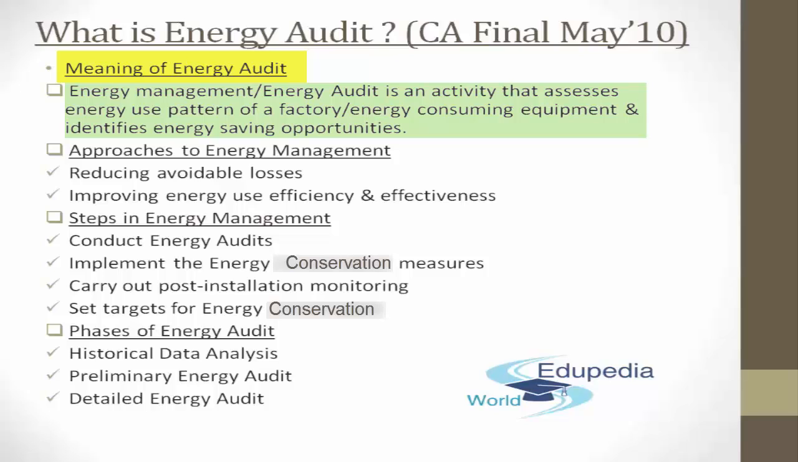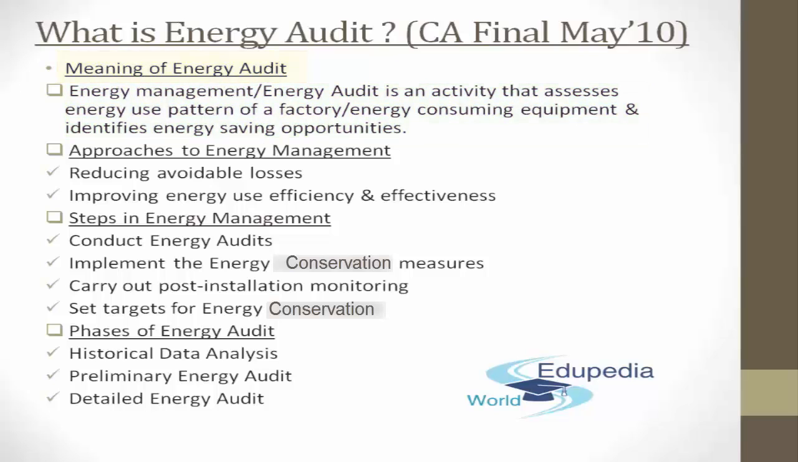How about if there is a particular person who tells you, sir, the way that you are using your energy is absolutely wrong, and you are doing some kind of wastage? Unnecessary machines are running, unnecessary electricity is being wasted in these two particular months. So who is that person? We as auditors are going to provide that, along with the suggestions that will be provided in this kind of audit. All this will be covered under energy audit or energy management, how to manage the energy. So it is basically an activity which assesses the energy use pattern of a factory or energy consuming equipment and identifies the energy saving opportunities. So that's all about energy audit.